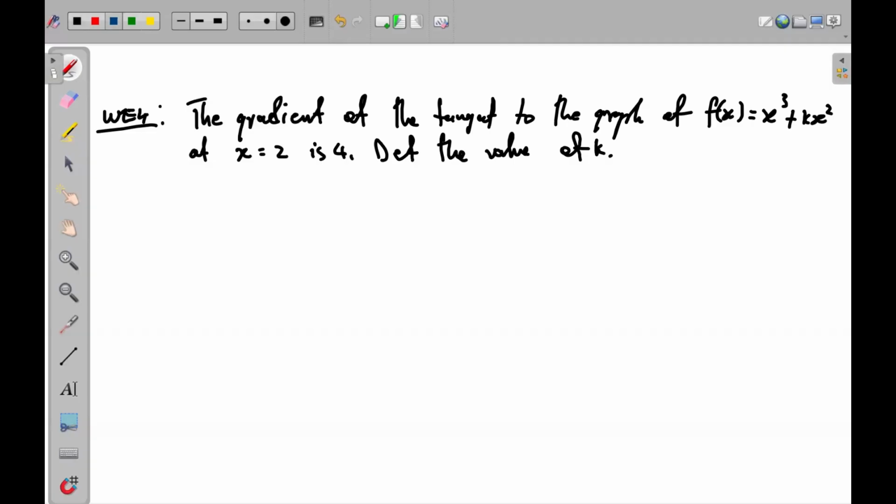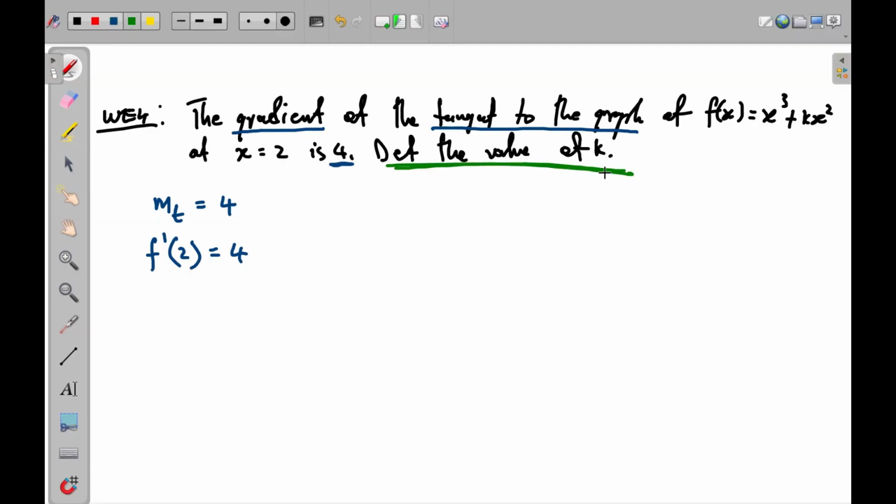So we are given the gradient of the tangent, and that gradient of the tangent is actually 4. If you just look at this complicated statement, they are saying that the gradient of the tangent is 4 when x is equal to 2. So what does this mean? It means that when I find the derivative of f and I substitute 2, I can equate that to 4. That's what this whole thing is saying. Now, what is the instruction? Determine the value of k.